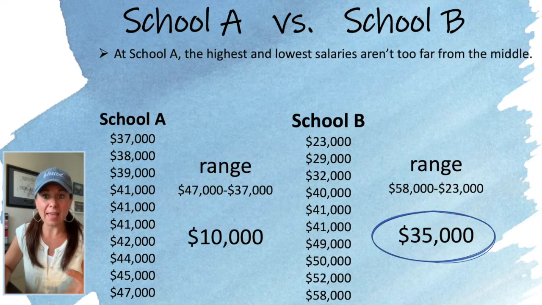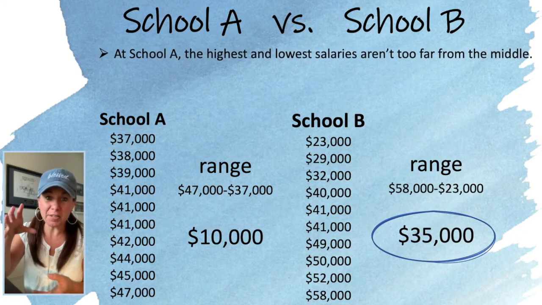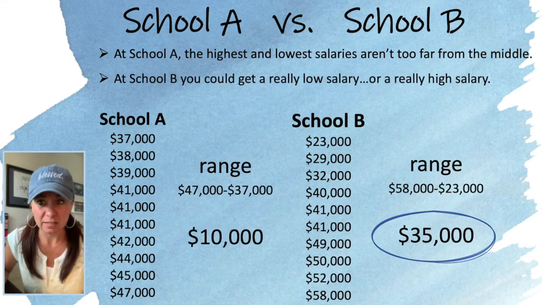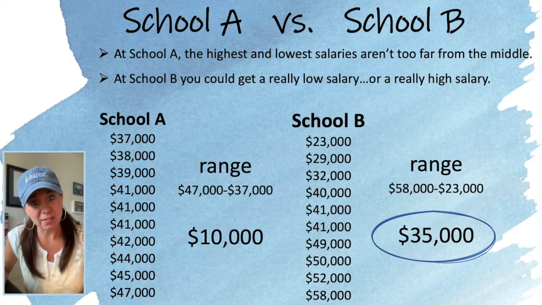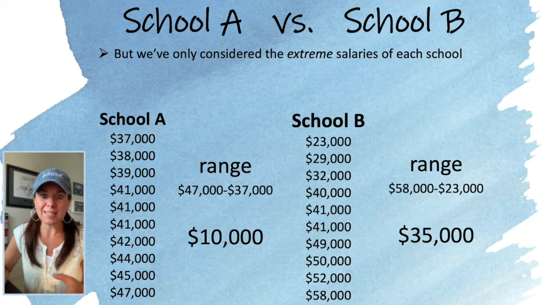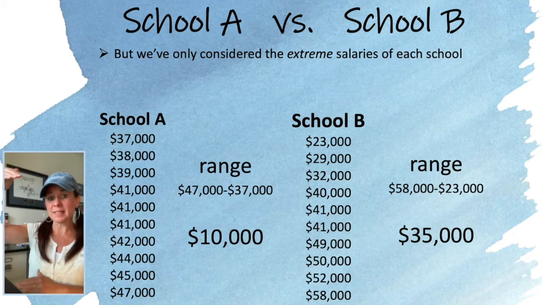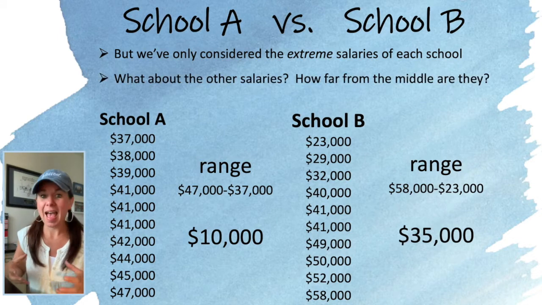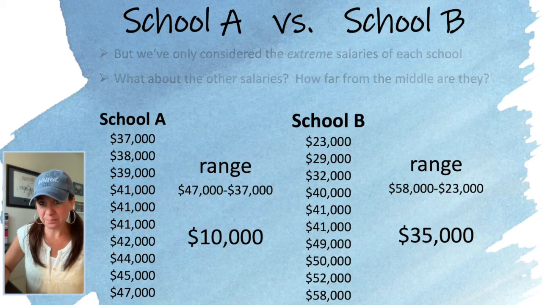At school A, well, the highest and lowest salaries, they aren't too far from the middle. But in school B, you could get a really low salary, or you could get a really high salary. So that's something you need to think about. Here's the thing though, we've only considered like the extreme salaries of each school when we found the range. So what about the other salaries? How far from the middle are they?